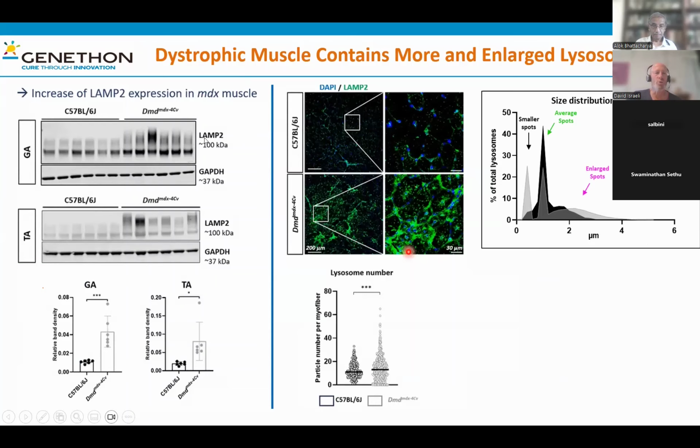And so here is some more characterization of this phenotype. What you can see is that LAMP2, which is a marker of the lysosome, is upregulated in the MDX, the Duchenne mouse. And also, this is the size distribution of the lysosomes. So you can see perturbation in the size of the lysosomes, and also in the numbers: we have a larger number of lysosomes, and they show all kinds of perturbation.